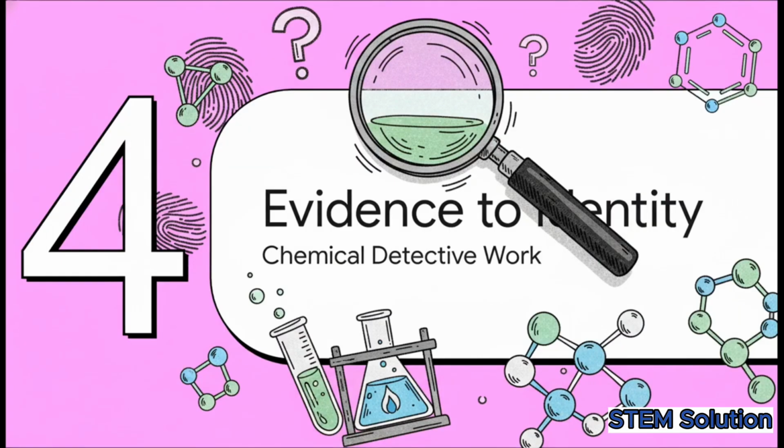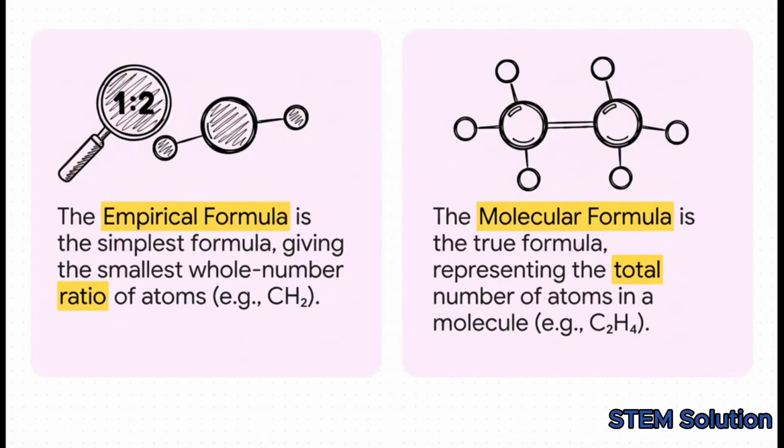Okay, let's switch gears a bit. It's time to put everything we've learned together and become chemical detectives. So how do scientists actually figure out what an unknown substance is? Well, they gather evidence and they use it to figure out its formula. So the very first clue a chemist usually finds is something called the empirical formula. Now this is just the simplest whole number ratio of atoms in the compound.